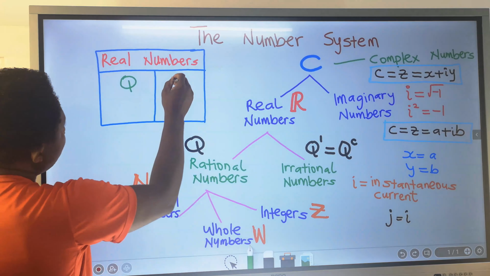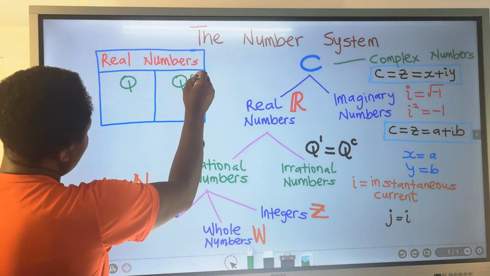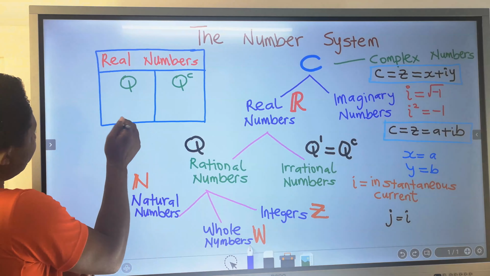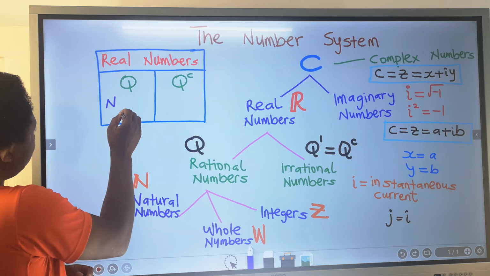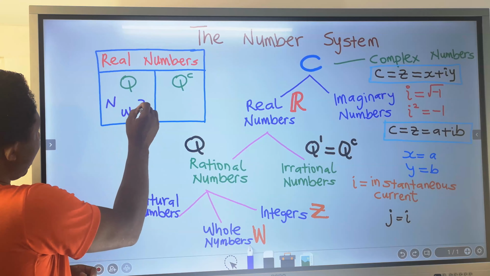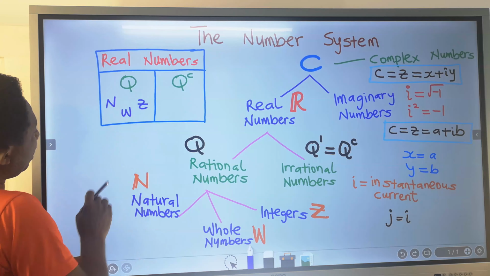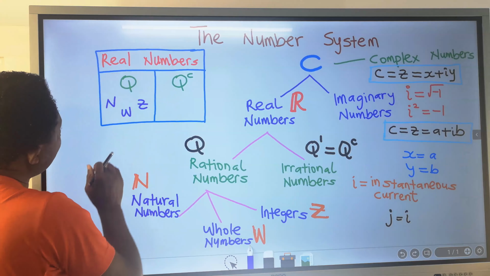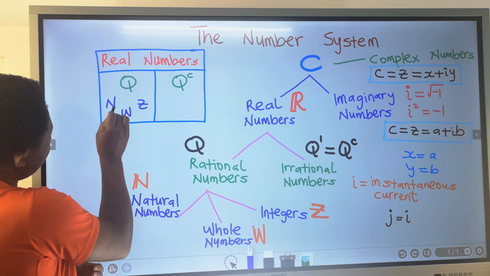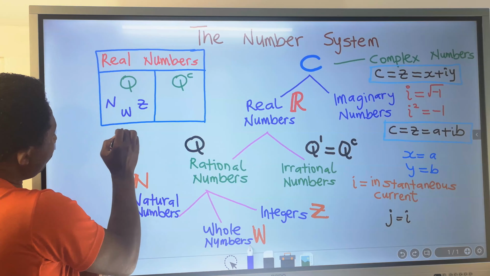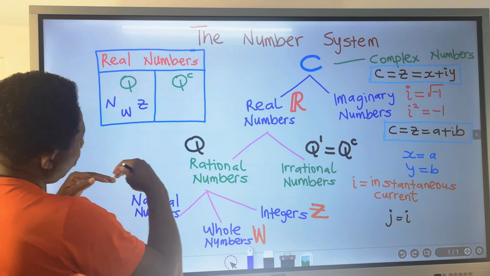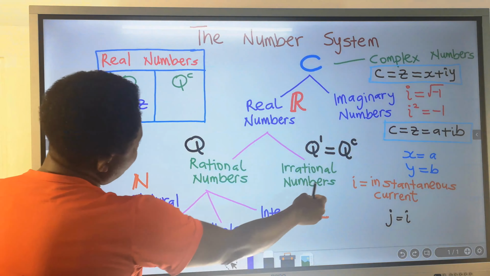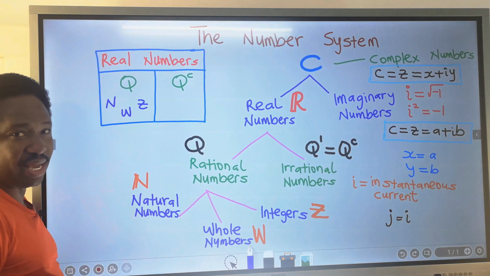Rational numbers and irrational numbers. Rational numbers have a family: natural numbers, whole numbers, and integers. And this can be analyzed easily because we can find natural numbers, whole numbers, and integers on the number line. But irrational numbers are very difficult to analyze.